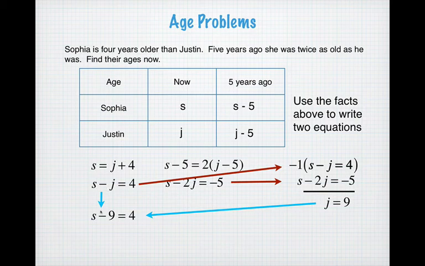Plugging that back into my original equation, S minus 9 equals 4. That says Sophia is 13. So Sophia is 13 and Justin is 9. One more example, example number 3.